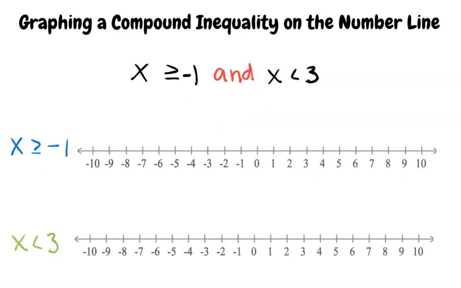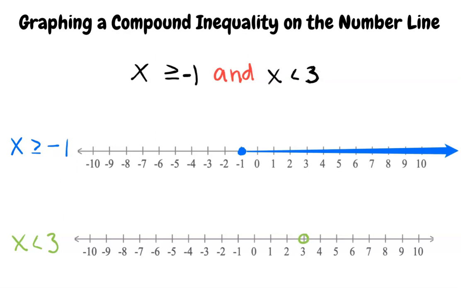For example, let's look at the equation x is greater than or equal to -1 and x is less than 3. The first step is to graph each part of this statement individually. For the first part, x is greater than or equal to -1, we will draw a solid dot at -1 because the inequality includes -1. We then draw an arrow in the positive direction to represent everything greater than -1.